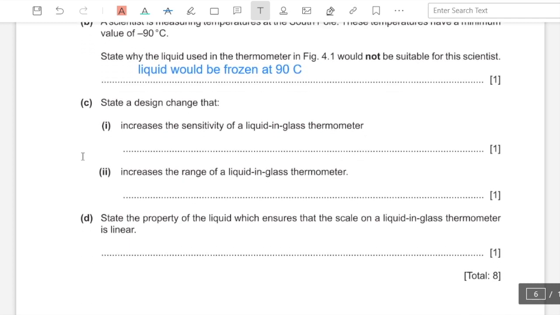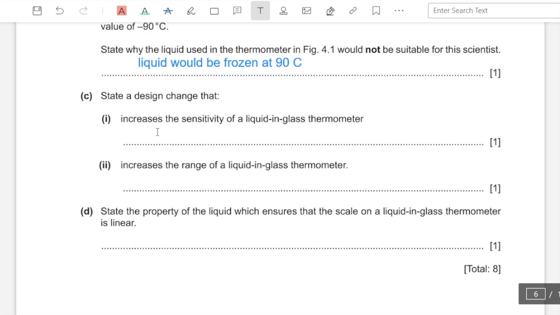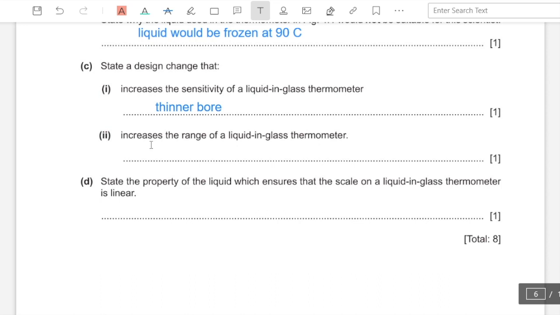C. State a design change that 1. can increase the sensitivity of a liquid in glass thermometer. This can be attained by a thinner bore. 2. Increase the range of a liquid in glass thermometer. Over here, a longer tube would be useful.